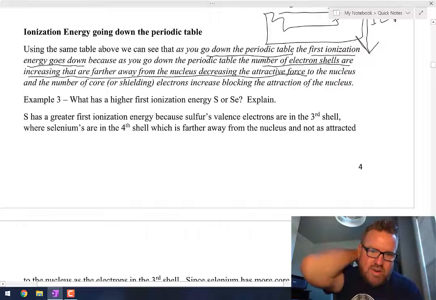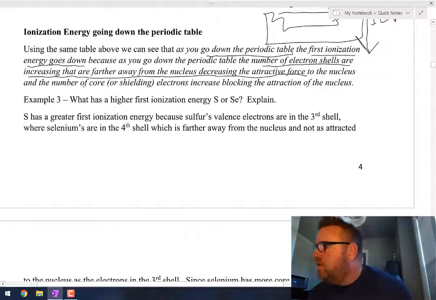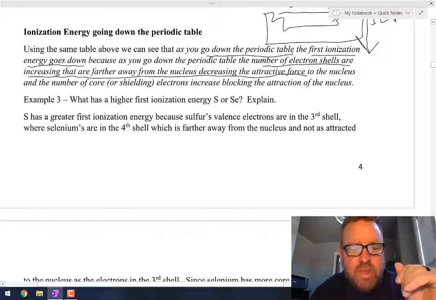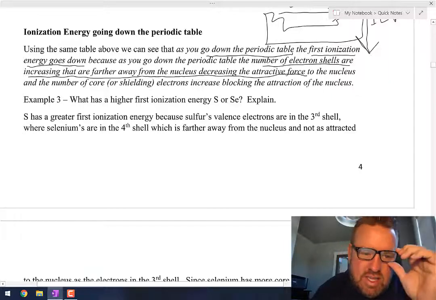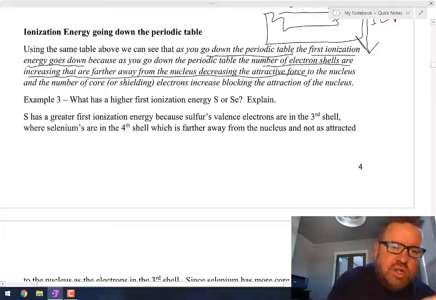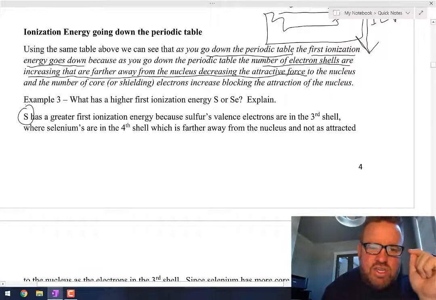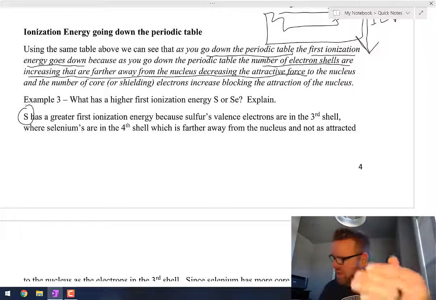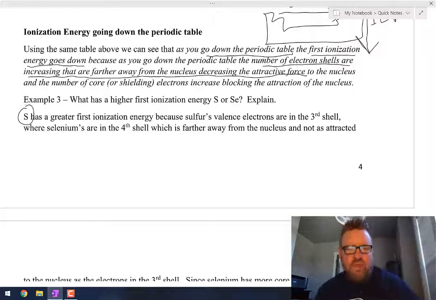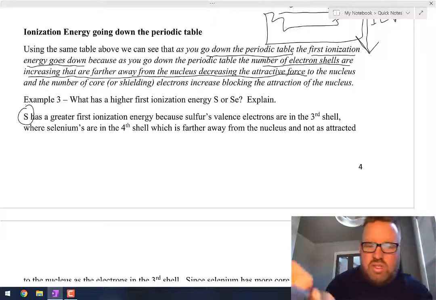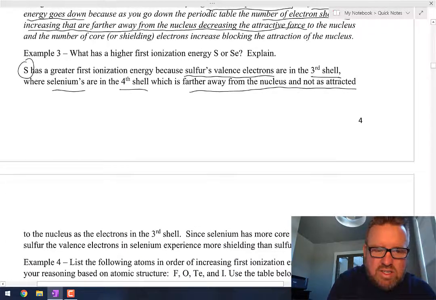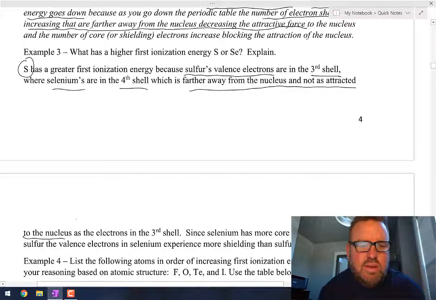So what has a higher first ionization energy, sulfur or selenium? So again, I look at the periodic table. I see that selenium is right below sulfur. So one of the ways I could answer this is to say sulfur has a greater first ionization energy because sulfur's valence electrons are only in the third shell. Selenium's, again looking at the periodic table, are in the fourth shell, and the fourth shell is farther away from the nucleus. So sulfur's valence electrons are in the third shell, selenium's in the fourth shell, which is farther away from the nucleus and not as attracted to the nucleus. Okay?